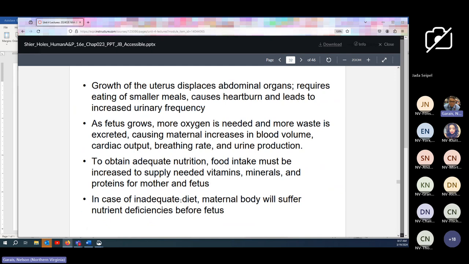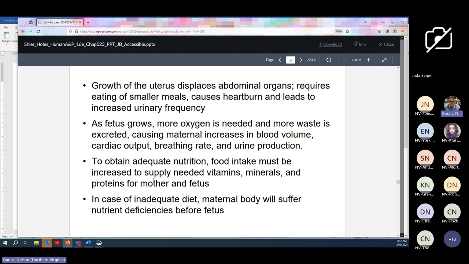Of course, growth of the uterus displaces abdominal organs. That's why mommy vomits. Also, there's heartburn, urinary frequency, because if you're pushing, remember, you're pushing on that detrusor muscle. What's going to happen? You're going to pee more. More oxygen, because we already learned about fetal hemoglobin is much more powerful. So mommy's going to get tired quicker, faster. But everything's going to get ramped up in general, because mommy needs more oxygen.